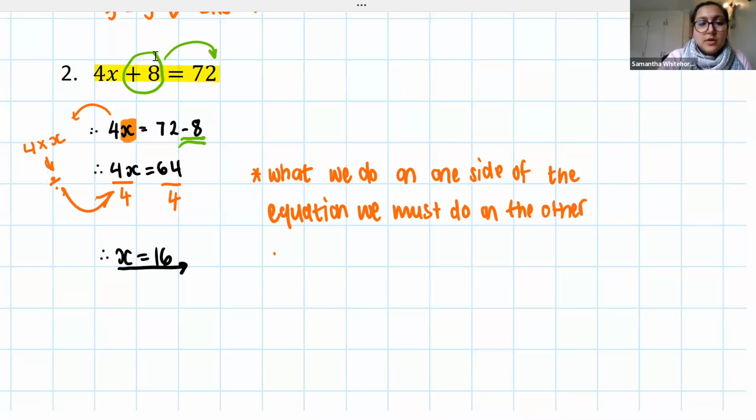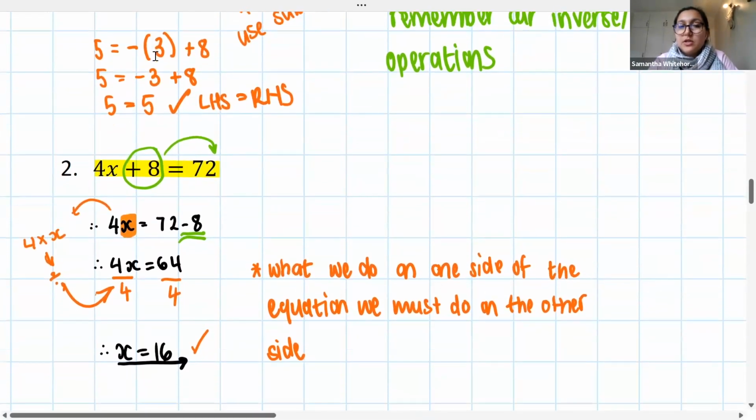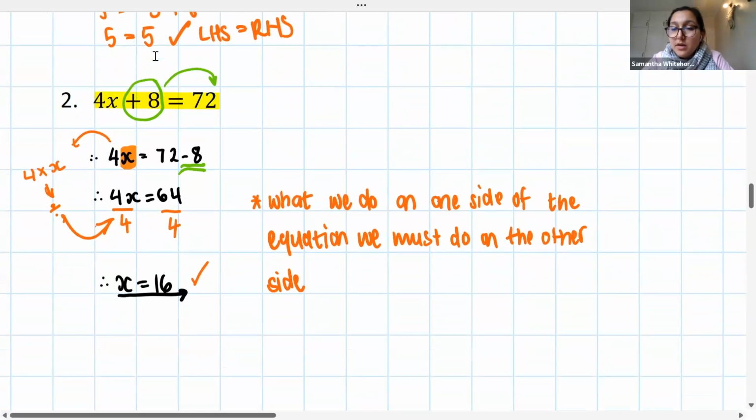Okay, now guys, if we go and double check ourselves, if we go and substitute, 4 times 16 is 64, plus 8 gives us 72. And so our value for x here is correct. And notice how I did that check in my head, so you don't have to write a check down like we did in the first question. You can do it in your head or quickly with a calculator.